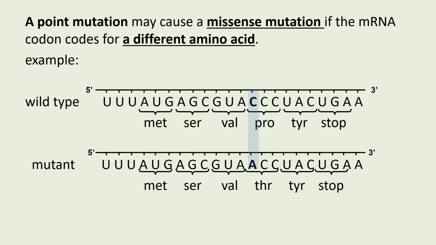Now in this second example, the mutation that changed a cytosine right here into an adenine actually did change the codon, resulting in the change in the fourth amino acid. We went from a proline to a threonine. Now this point mutation is not a silent mutation because it actually changed one amino acid to another amino acid. So we're going to call this point mutation a missense mutation. A missense mutation changes one amino acid to another amino acid.